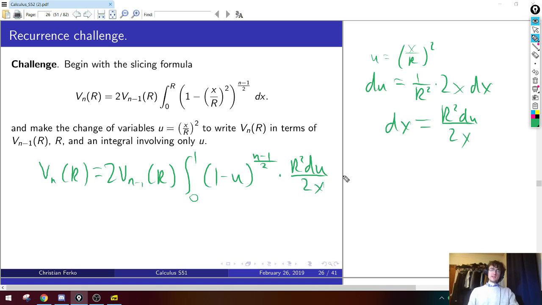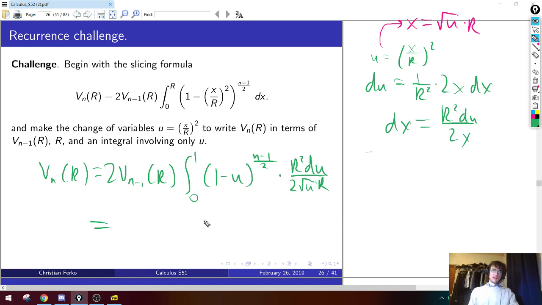But we've done something illegal because we've done our u sub only part way, since we've left one appearance of u and one appearance of the old variable x. So we have to get rid of x and substitute in its expression in terms of u, but that's easy to do. What happens if you solve this equation up here for x? So x is equal to the square root of u times r. Good. Okay, 2 root u times r.